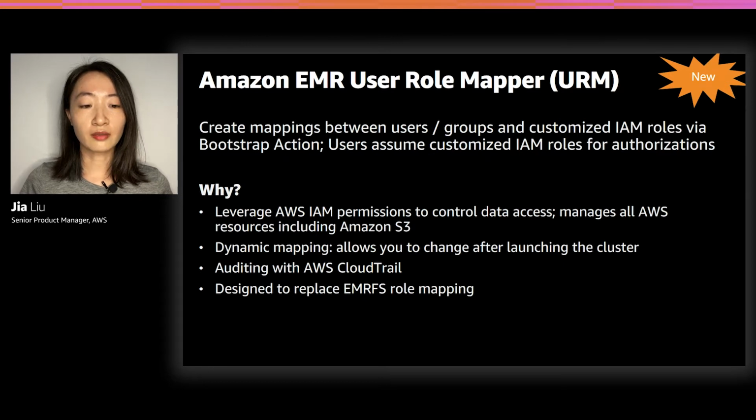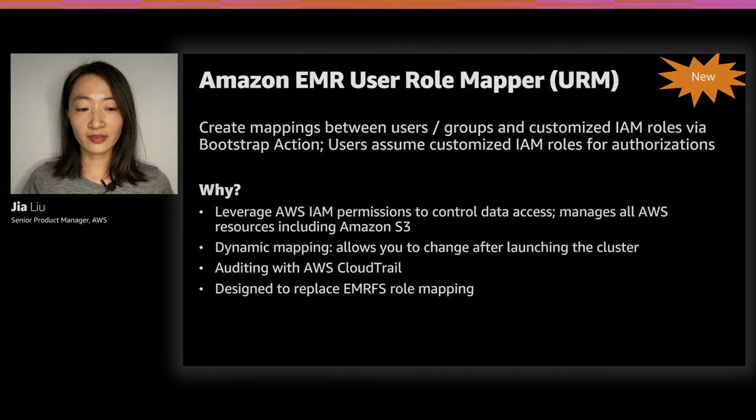There are a few benefits to using URM. URM is based on AWS IAM permissions, and because it is IAM permissions, you can control all AWS resources, including Amazon S3. You do not have to onboard a new service or set up a new server to control data access. It also allows dynamic mapping. This means you can change the mapping after you launch the EMR cluster. And lastly, you can also audit the access with AWS CloudTrail.